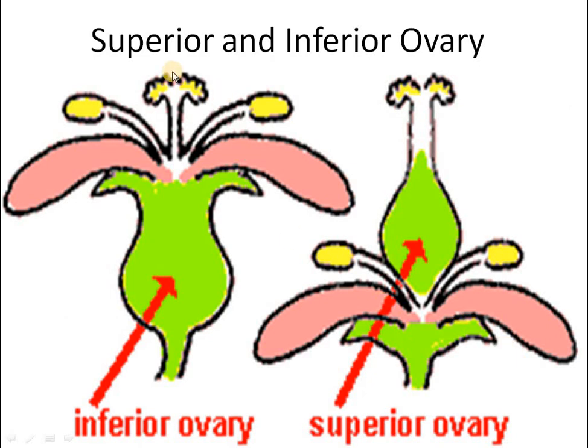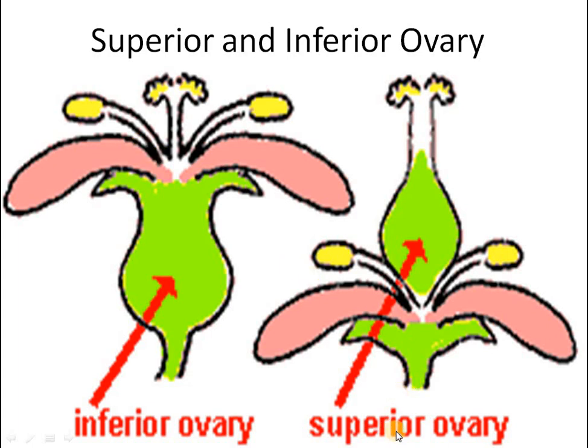Then we have the terms superior and inferior ovary. Here in the diagram, I have tried to show you what these are. Inferior ovary means the ovary is located beneath all the other parts. If you can see here, the ovary is down, while all the parts, including the sepals, petals, and male and female reproductive organs, are above it. So in this case, we say that the ovary is inferior because it is lying beneath all the structures.